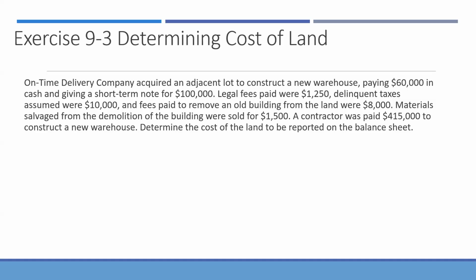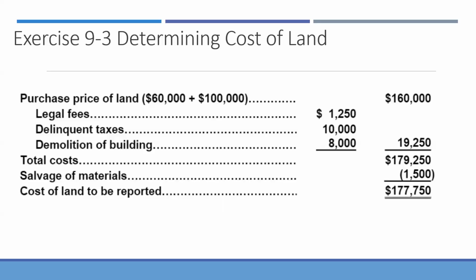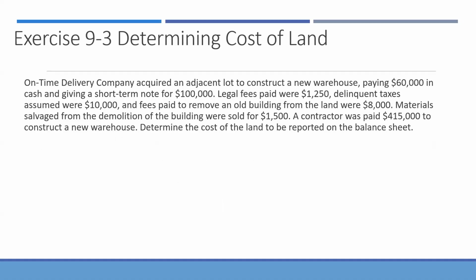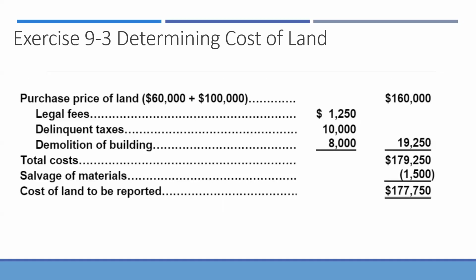And then we add that 10,000 for the taxes, 8,000 for the salvage, subtract 1,500 for the land that was sold, and then we get $177,750 is our cost of the land that's going to be on the balance sheet, and that $415,000 is going to be displayed as buildings, because that's the cost of the building. And then that'll be depreciated as buildings, where the cost of this land will not be depreciated. It'll just sit on the balance sheet at this balance until it's sold, basically.